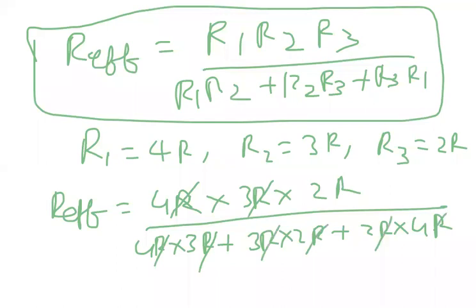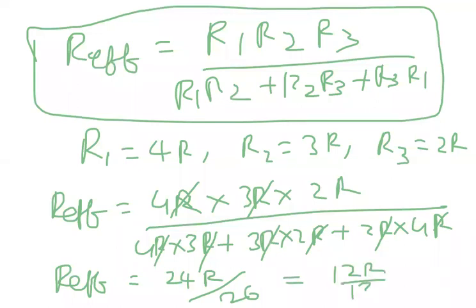In the numerator, 4 into 3, 12, 12 into 2, 24R. In the denominator, 4 into 3, 12, and 3 into 2, 6. 12 plus 6, 18. Again 2 into 4, 8. 18 plus 8, 26. So what we get here is 24R by 26, and if you cancel with 2, 12R by 13. Check the calculation here. Is the calculation correct?